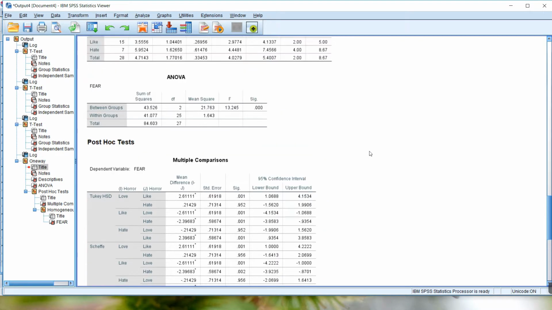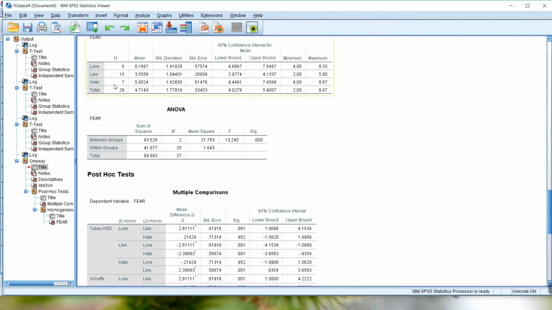So if we go up to our descriptives, we said love and hate are not different from each other. So here's love, 6.17, hate, 5.95. So those 2 are not significantly different. So if you love and hate horror movies, your self-reported fears are about the same.